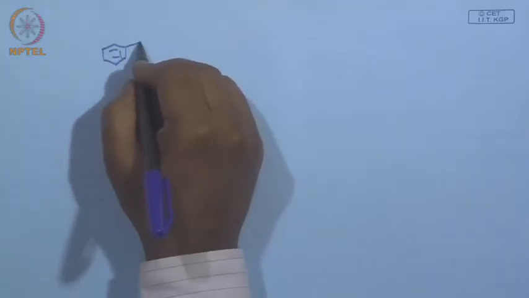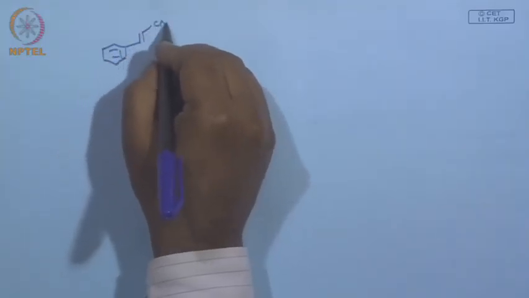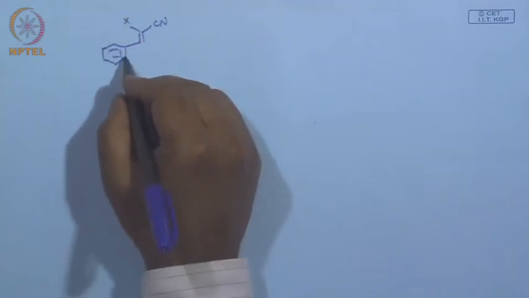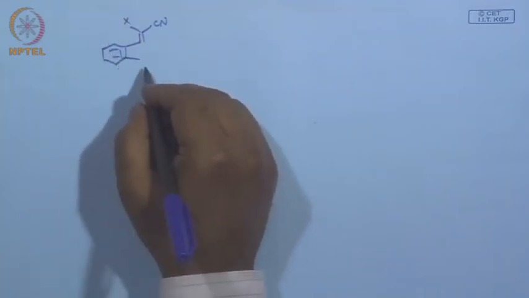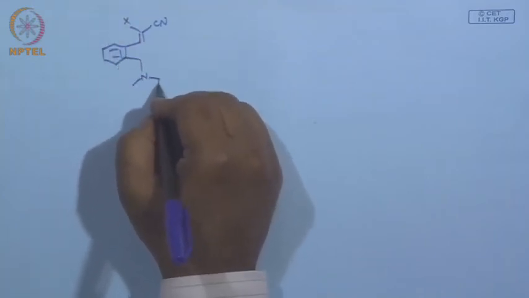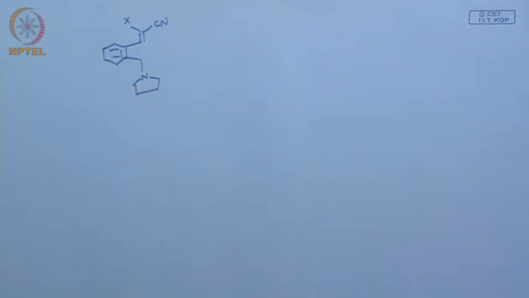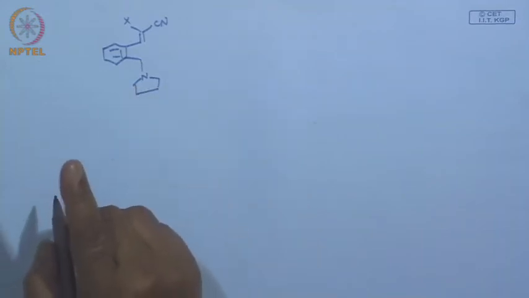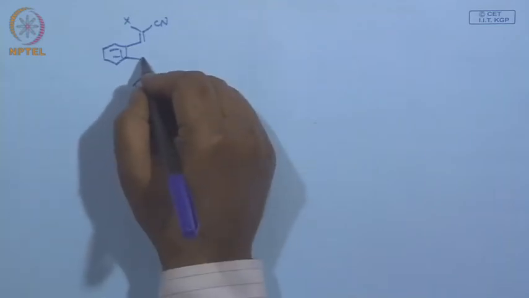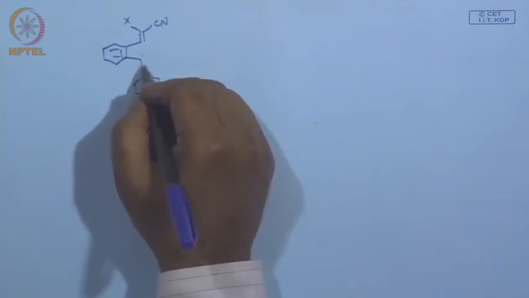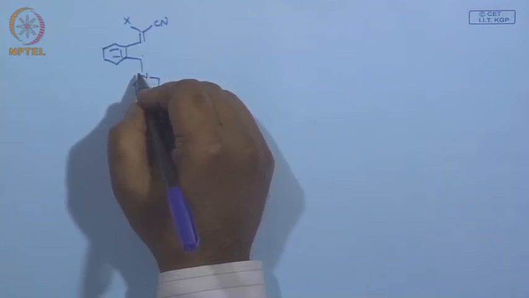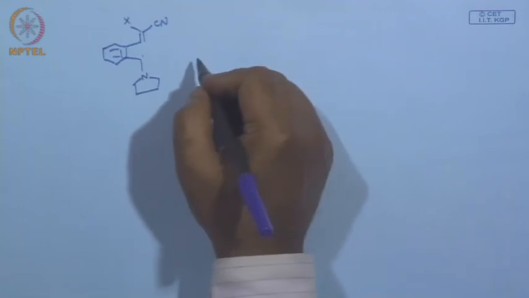For example, somebody has done it like this, X, and now the amine is a little different here. In all these previous examples, nitrogen was attached to the phenyl ring. Now there is a CH2 here. So it is now known as homologous tertiary amino effect. Homologous tertiary amino effect. Okay.